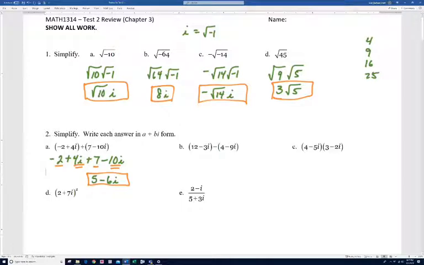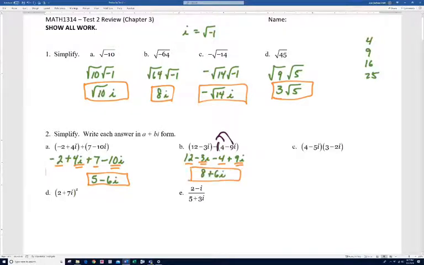So on part B, you're going to have to distribute that negative. So we can drop the parentheses on the first binomial. And then don't forget to distribute. Basically, you're distributing a -1 here. And so again, we have some like terms. We've got the 12 minus 4, that's 8. And -3i and a +9i give you 6i.